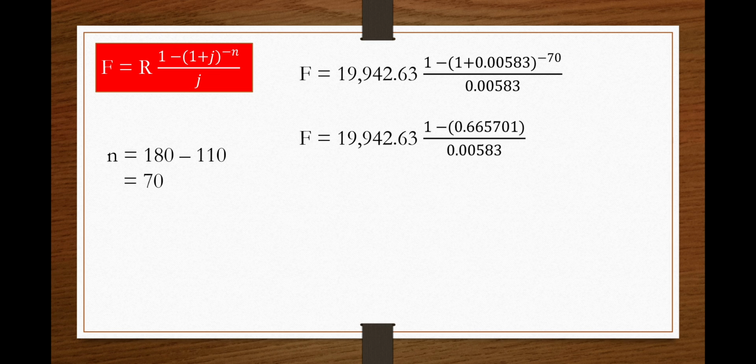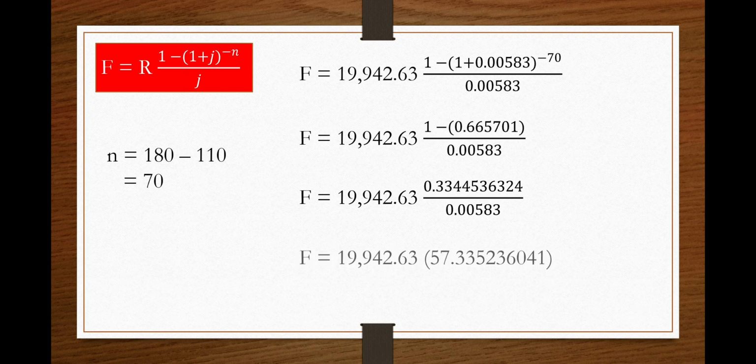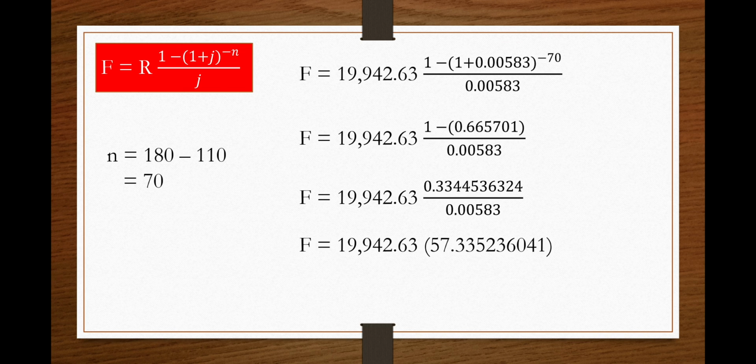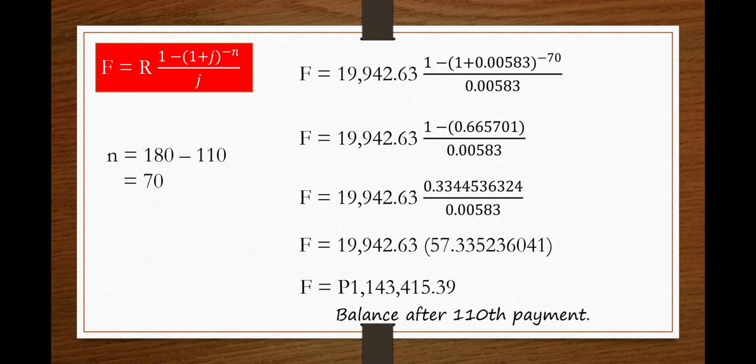And 1.00583 raised to negative 70 is equal to 0.665701. Subtract that from 1, so we have 0.3344536324. Divide by 0.00583, so we have 57.3352361041. And multiply that by 19,942.63, so we have 1,143,415 pesos and 39 centavos, which is the balance after the 110th payment.